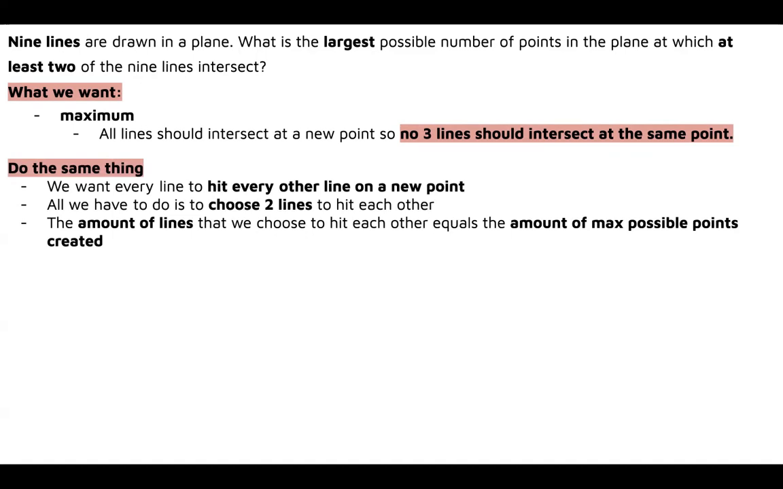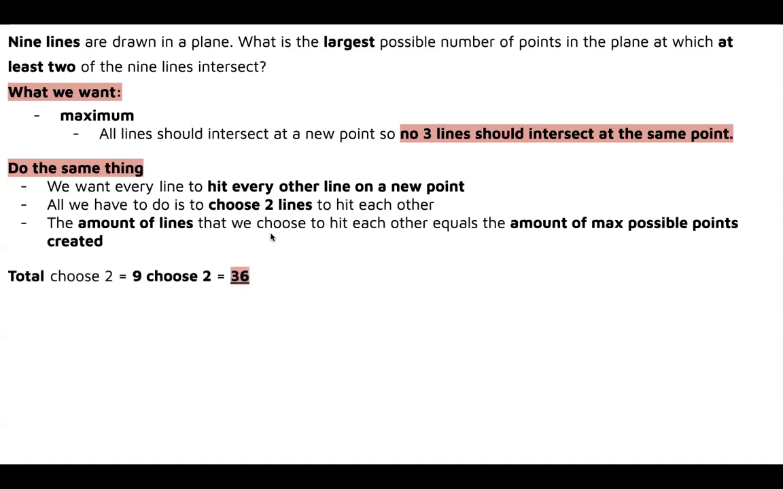Do the same thing. We want every line to hit every other line at a new point. All we have to do is choose 2 lines to hit each other. The number of pairs of lines that we choose to hit each other equals the maximum possible number of points created. So really, we just choose 2 lines out of our total, and that's the number of intersections. So every line, you choose every other line, and that has to intersect at a new point. So that would be your answer, as you will find out.